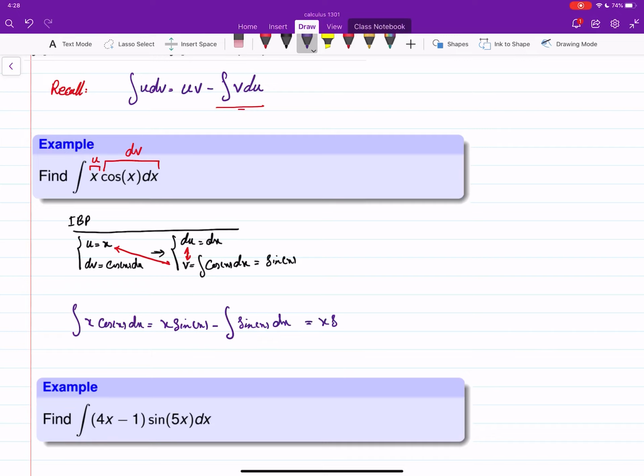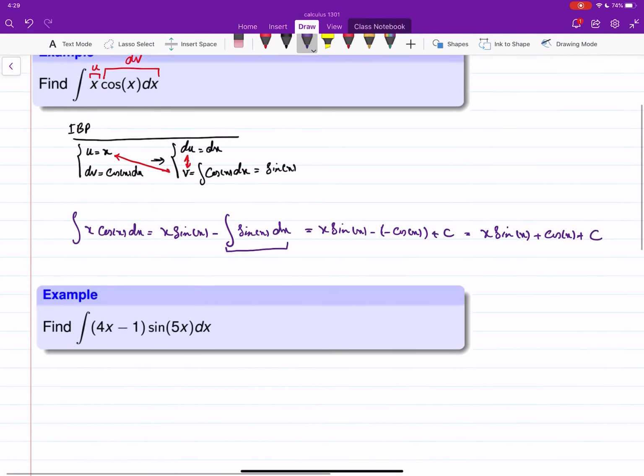Well, right away you notice here that the integral on the right hand side is just a simple integral. What is the integral of sine x? This is from the table of integration, and you know that it is negative cosine x and then plus c. So that is what we find for integral of x times cosine x.